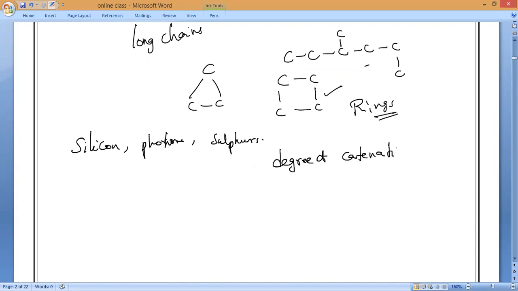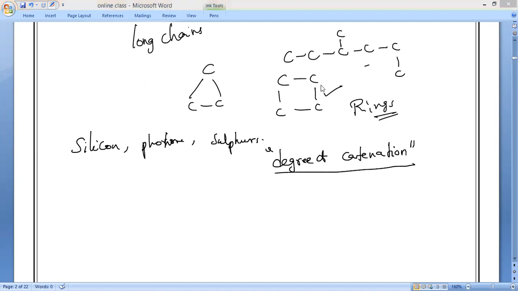Can anybody tell me what you mean by degree of catenation? What is your understanding? Degree of catenation means the capacity to form the longest chain. Do you understand? If you take carbon, there is no limit for the number of carbons. They can form, suppose, 100 carbons in straight chains. It doesn't matter, continuously many carbons can form.